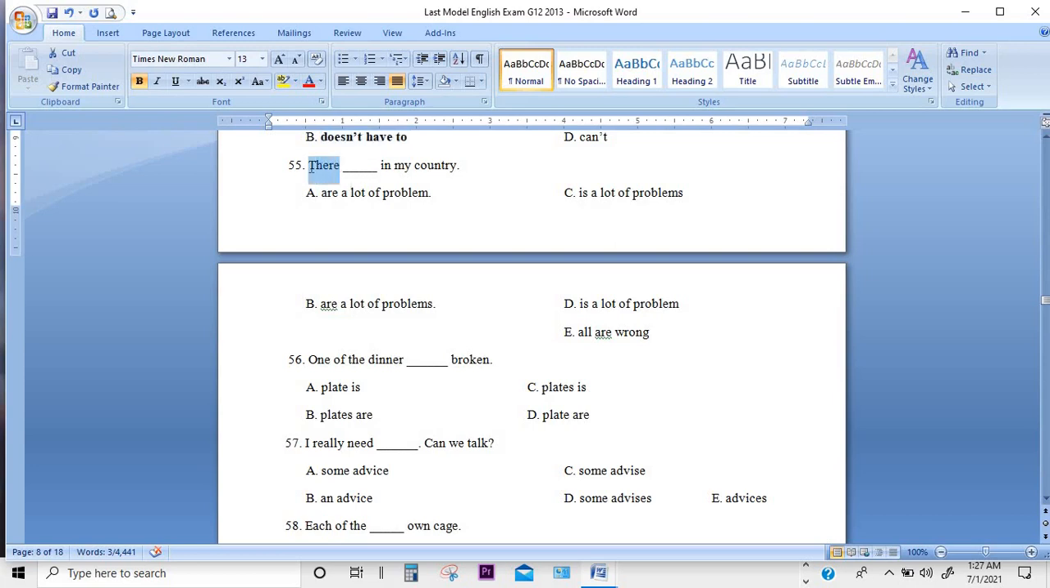In a sentence with there, the demonstrative pronoun there or here, the verb agrees with the noun that comes after it. If the noun that comes after is a countable plural noun, we use a plural verb. Or singular, we use singular. It's just that the verb agrees with the noun that comes after the demonstrative pronoun there or here.